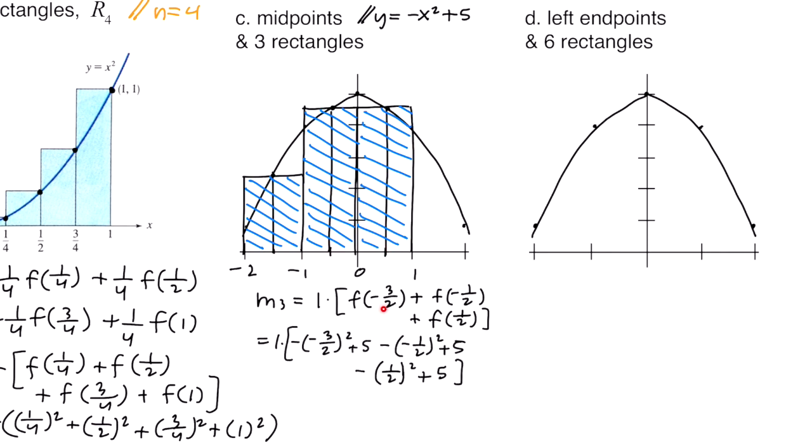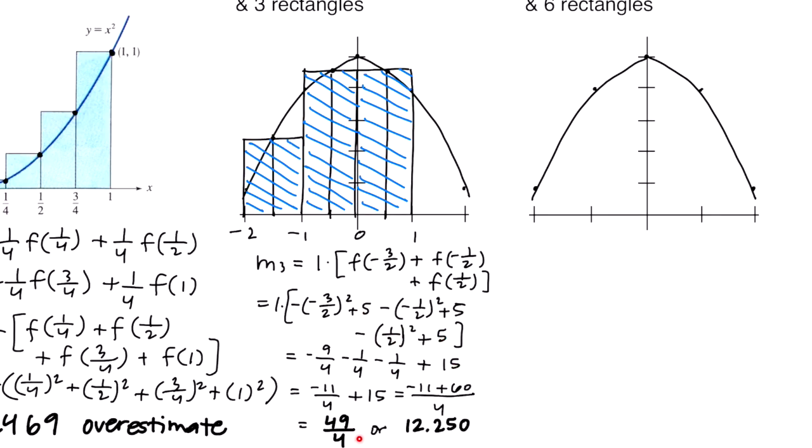So I took -3/2, -1/2, and +1/2, and plugged them all into this function right here, and then wrote them out. And at this point, we're going to simplify. So I squared this, made it negative, squared this, made it negative, and then squared this, and then also made it negative. And then I added 5, 5, and 5 to get 15. And you end up getting 49/4, or 12.250.